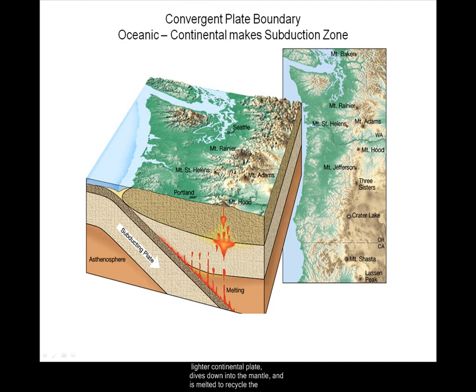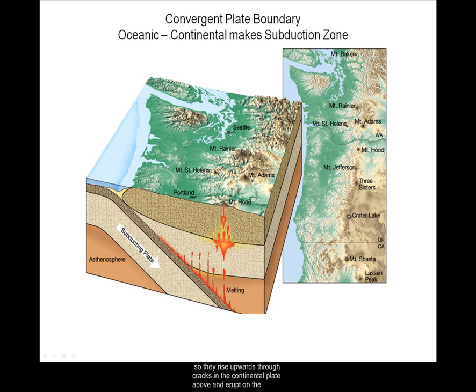beneath the lighter continental plate, dives down into the mantle, and is melted to recycle the oceanic crust into molten mantle. As the oceanic plate subducts, friction between it and the continental plate melts some of the rocks along their interface, the same way rubbing your hands together warms them up.